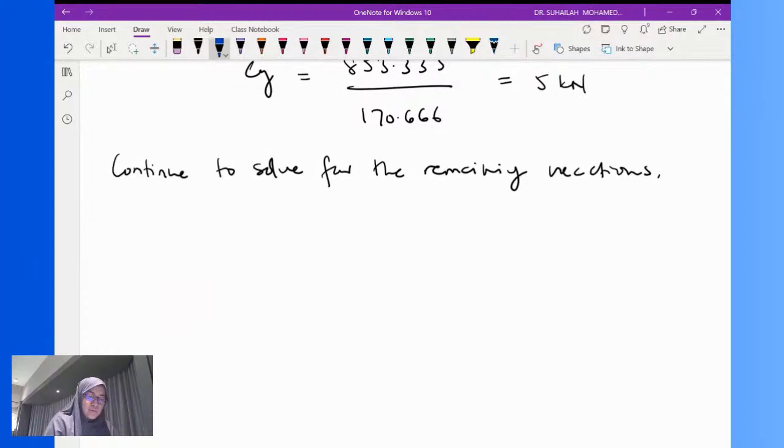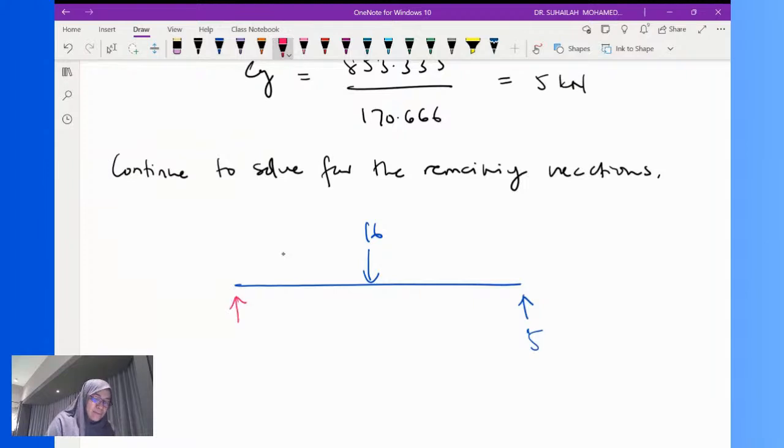Okay, so draw the diagram. So this is 16. This is 5. So now this is CY, right? So replace the value of CY here. So we put 5 here. Okay, and then having 5 like this, we have to calculate the remaining reactions at A.